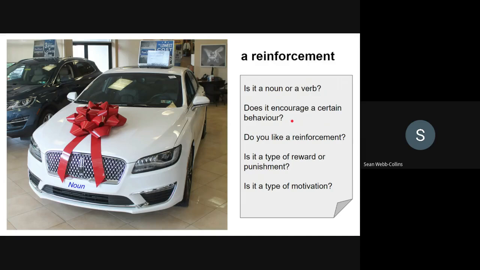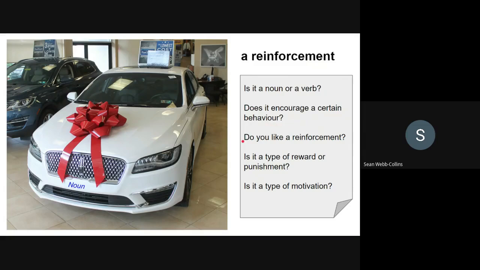I guess you're kind of using the verb form, reinforce, because you're not a reinforcement, you're reinforcing something, which is the verb. For example, good behavior in animals. You might give treats to reinforce good behavior.